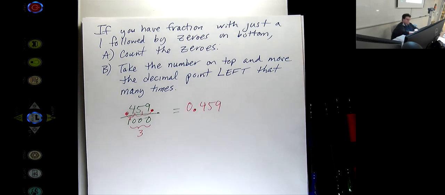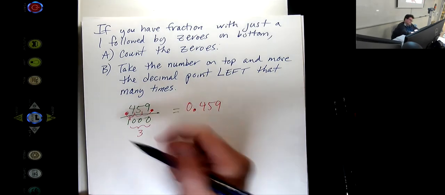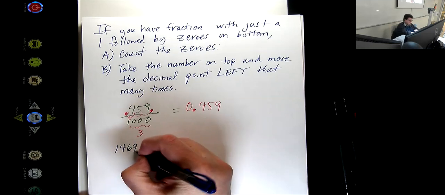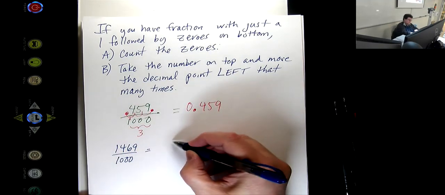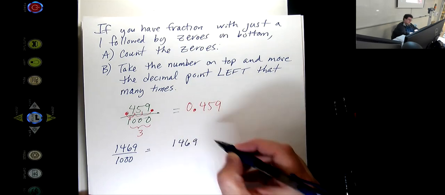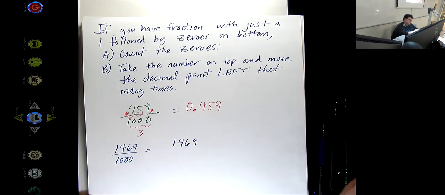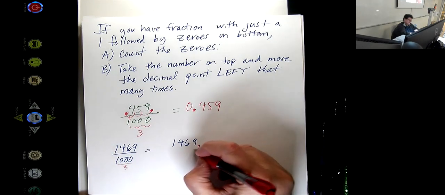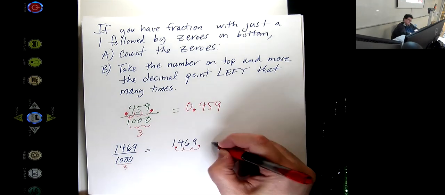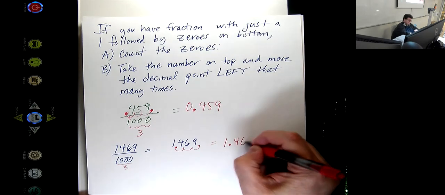The other one we had was the 1469 over 1,000. So I've got 1469, and the decimal point starts at the end. There's again 3 zeros. I move it left 3 times. And I get the 1.469.